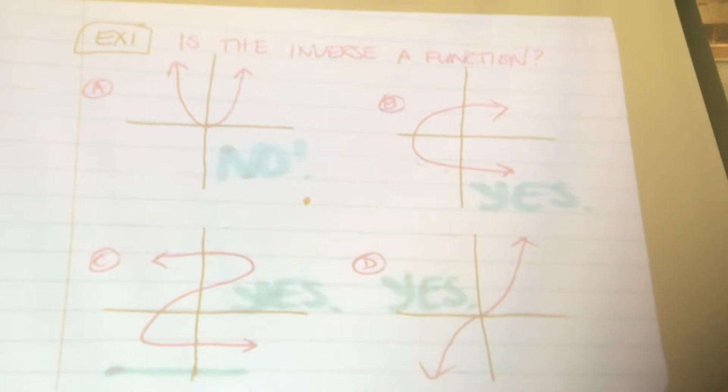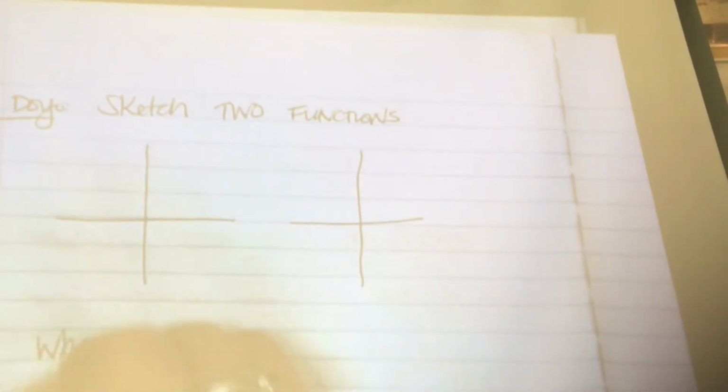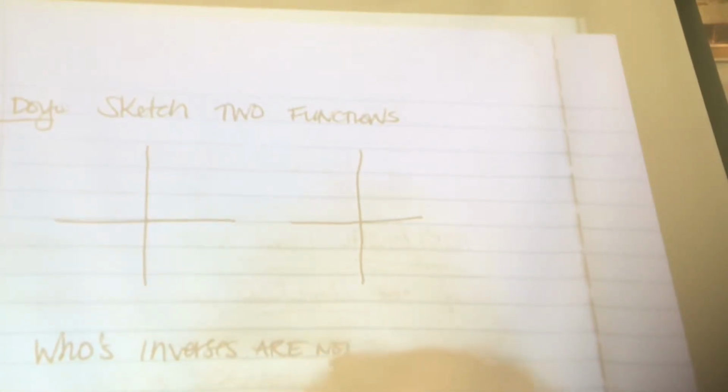All right, here's your doyo. You're actually going to create two functions whose inverses are not functions. You're going to draw, okay? You're going to sketch two functions. So you're going to make two of them up, whose inverses are not functions.